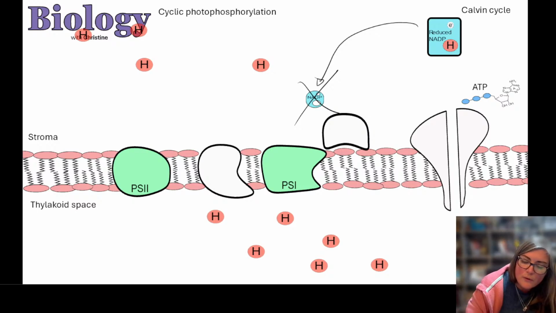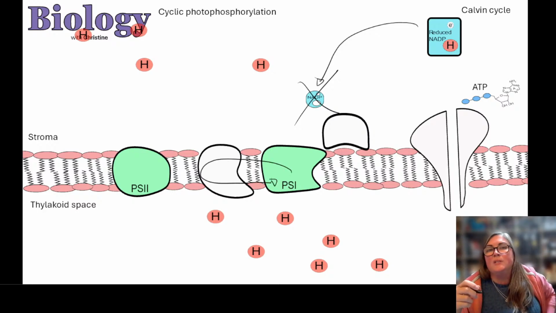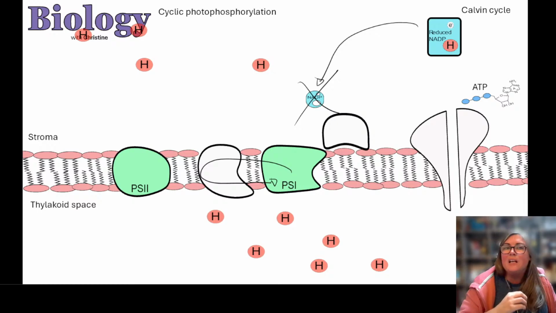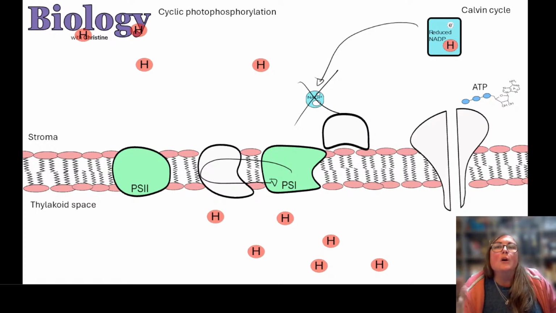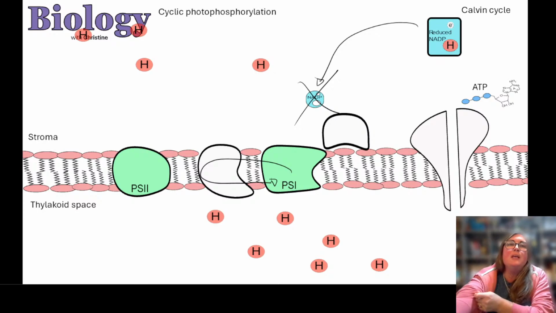So they're still going from the electron transport chain, but they're going back to photosystem 1. That is cyclic photophosphorylation, because we're adding a phosphate. We're adding the phosphate to the ADP to produce ATP. We have done this because of light.